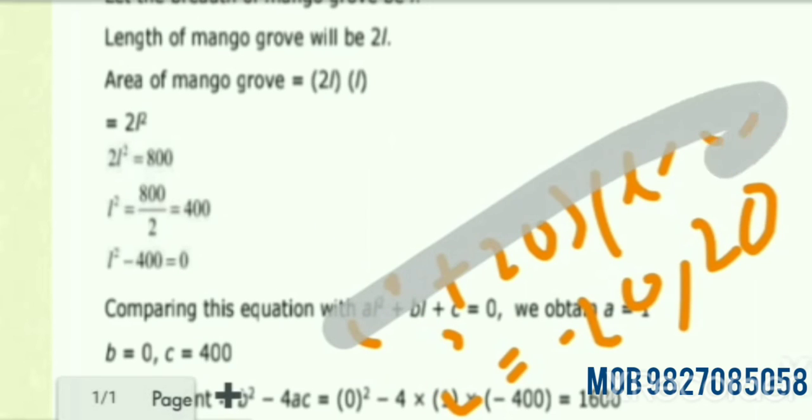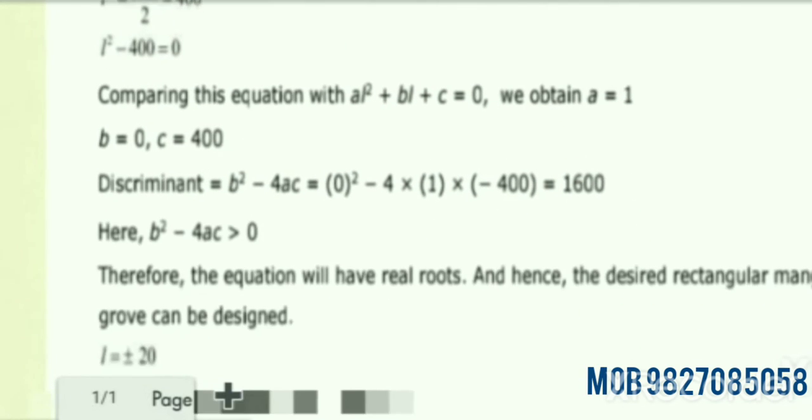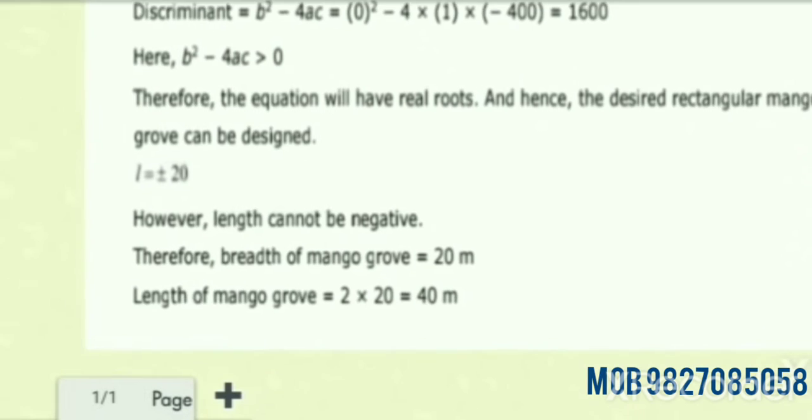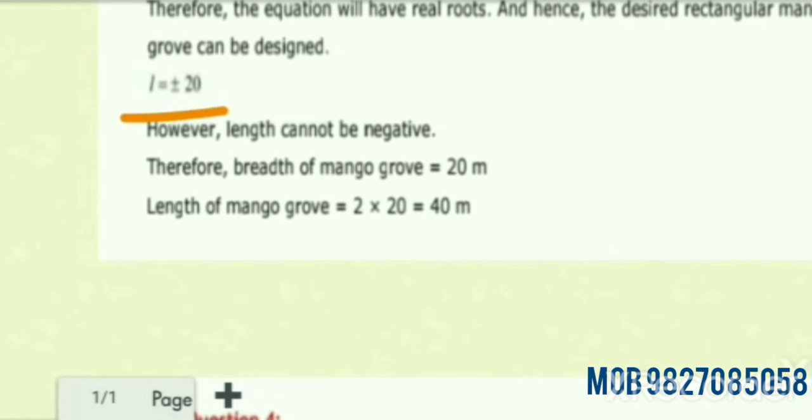Now we can say L is equal to plus minus 20. So breadth is equal to 20 and length will be twice, meaning 40. Okay, these are our length and breadth.